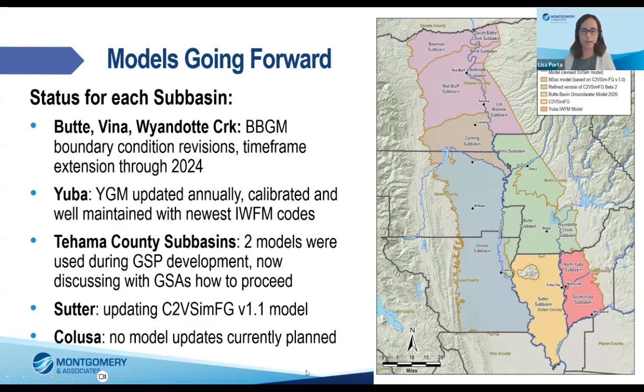And then in the Tehama County subbasins, Corning subbasin is straddling the Tehama-Glenn County line. And so they had 2 models that were used during the GSP development, and the GSAs are currently discussing how to proceed. Sutter is going to update the model they used during the GSP, which was based on the C2VSim fine grid. And then Colusa also had a C2VSim fine grid model version. They're currently not looking at updating it. So this is kind of the status of where we are with modeling in the region.